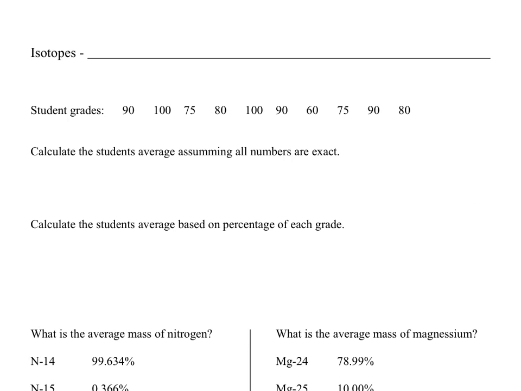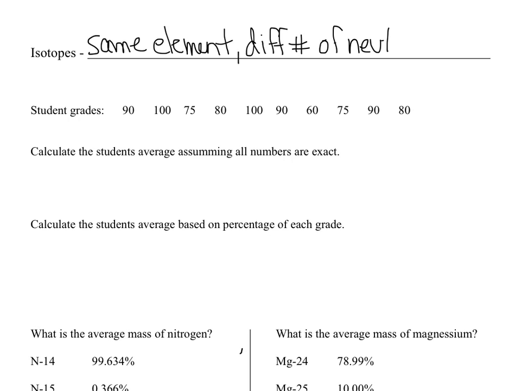Now we're going to talk about isotopes a little more. Isotopes are atoms of the same element that vary due to their mass. The only thing that can change in an element and still have it be the same element, that would change the mass, are the neutrons. So it's the same element with a different number of neutrons. Our number of protons is still the same. It's just our neutrons that have changed.